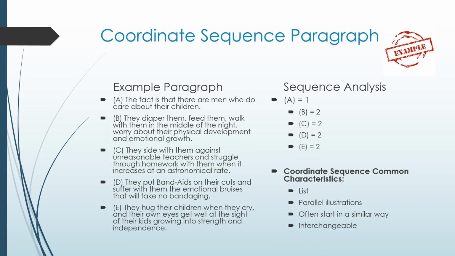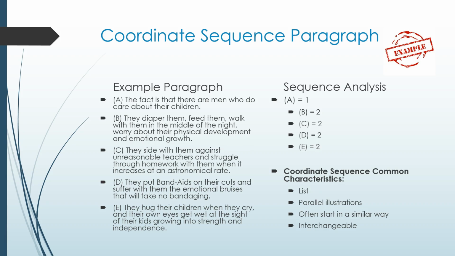So then, you can see the pattern that I mentioned on the last slide, where a coordinate paragraph has a level 1 topic sentence, and the rest are level 2. This also illustrates several examples of the common traits. You can see that this is basically a list of equal or parallel illustrations of ways that dads care about their kids. They all start in a similar way. They do this, they do that, they do the other thing. Finally, the sentences are basically interchangeable. You could talk about hugging first and homework next, and the paragraph would still make sense.